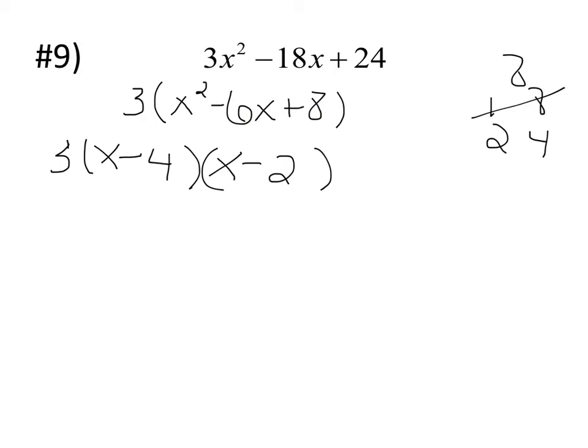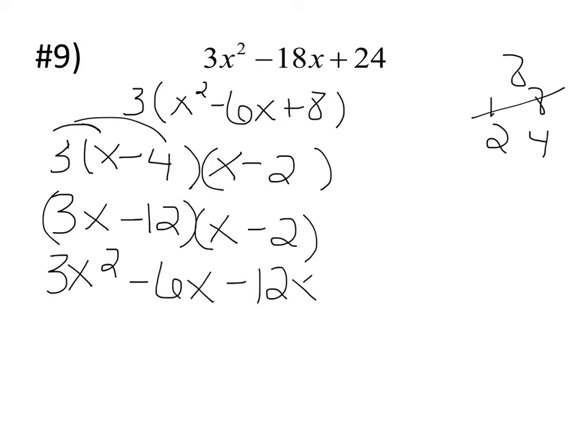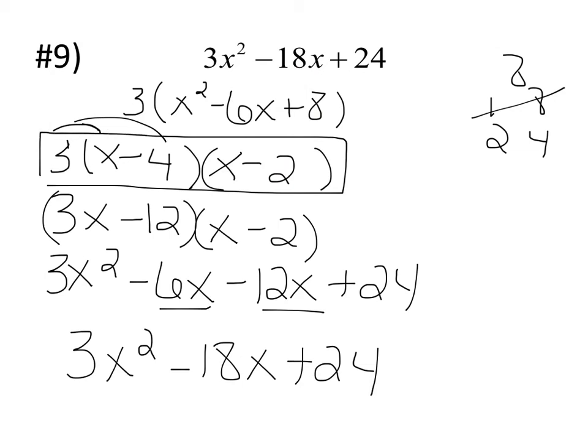So you can do this a couple different ways. First, you can either distribute the 3. So we do 3x minus 12. And then distribute the binomials to each other. So then you get 3x squared minus 6x minus 12x plus 24. Combine your like terms, you get 3x squared minus 18x plus 24, which is what we started with. So then that means this is your answer.